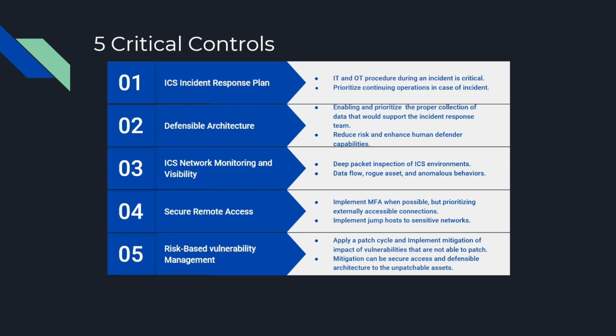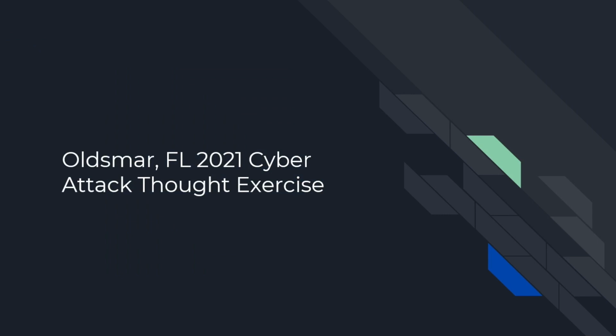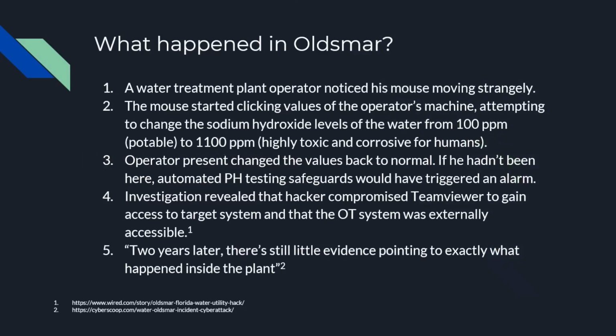So how can we apply the 5 critical controls to a real-life scenario? We're going to revisit what happened in Oldsmar, Florida, in 2021, a couple of years ago, and we're going to do a little bit of a thinking exercise. Let's revisit some of the things. Personally, I don't remember, so I'm going to let you all read them for a couple of minutes, and then we're going to start.